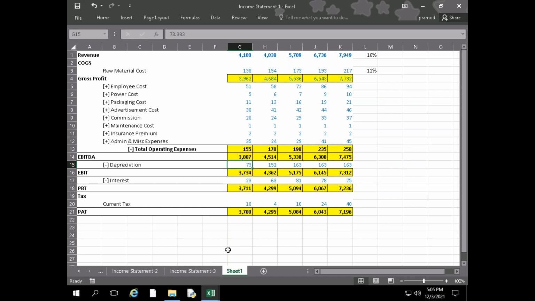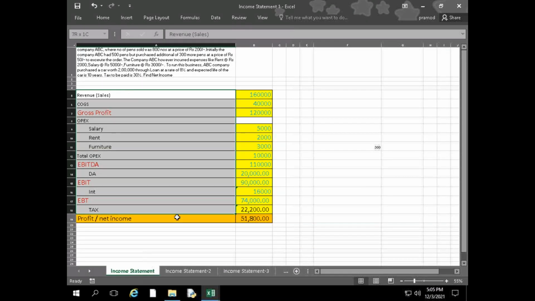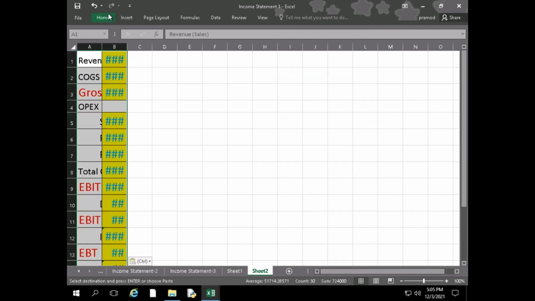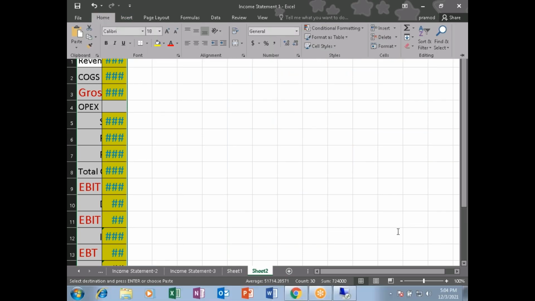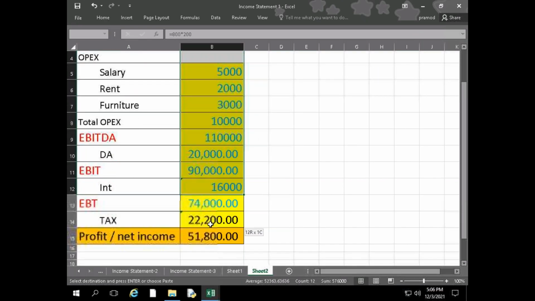So, Pankaj's question. See, you need to create a table. First, what you do, in the income statement, what we did, the same you can copy and paste in a different page. Let me remove this answer.